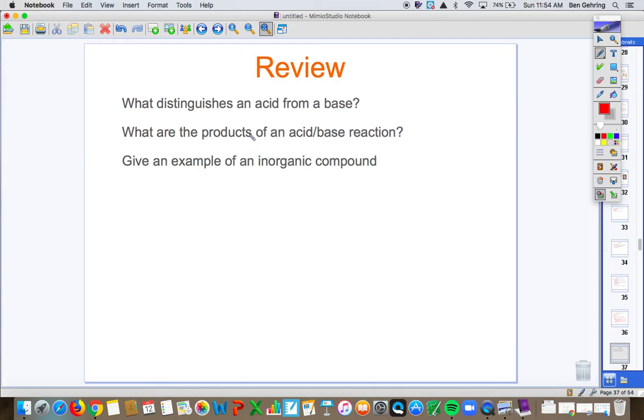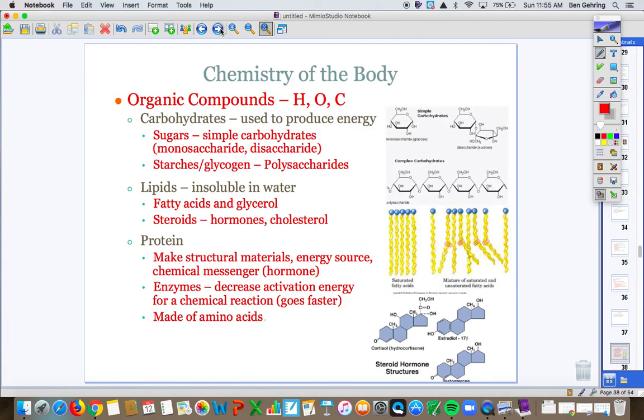So what distinguishes an acid from a base? How are those different? What are the products of your acid-base reaction? And give me an example of an inorganic compound. Those are your next set of review questions.